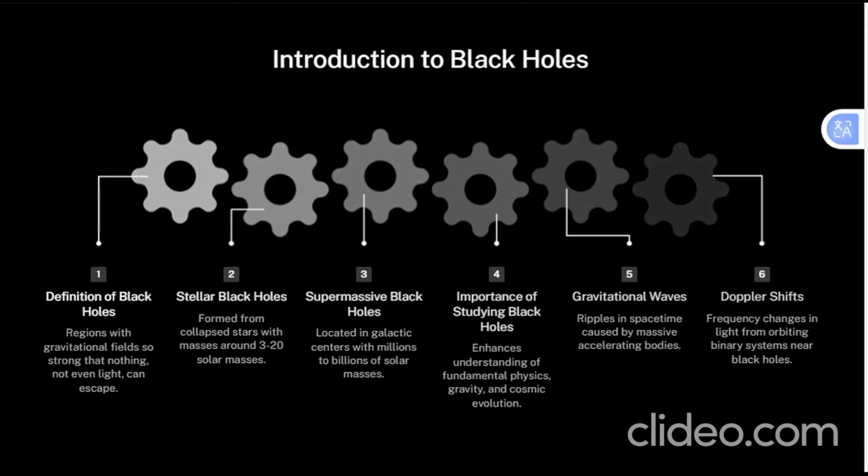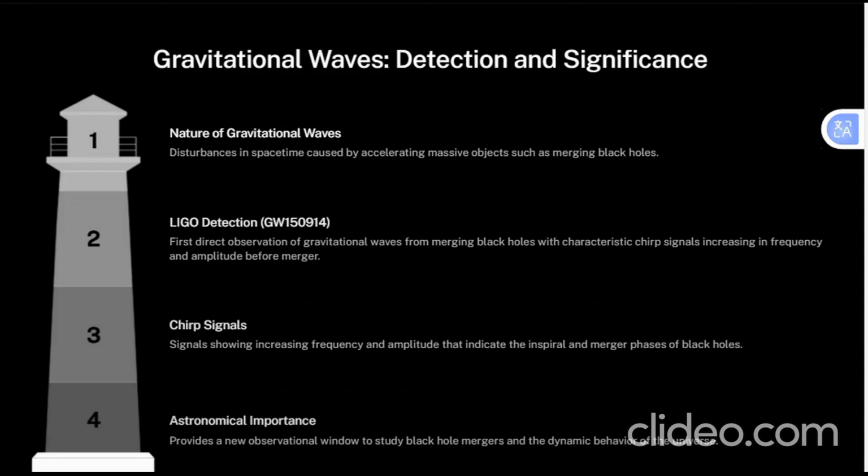In 2015, LIGO made history by directly detecting gravitational waves for the first time, ripples in space-time predicted by Einstein a century earlier. These waves are produced by cataclysmic events like black hole mergers, creating characteristic chirp signals that we can detect and analyze.